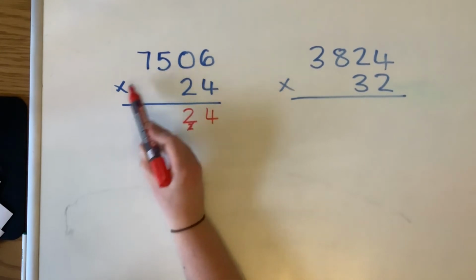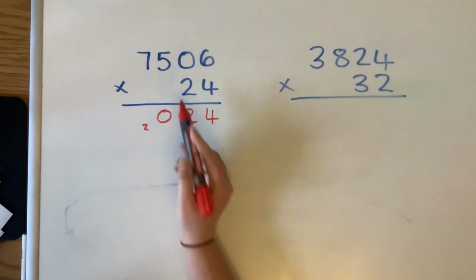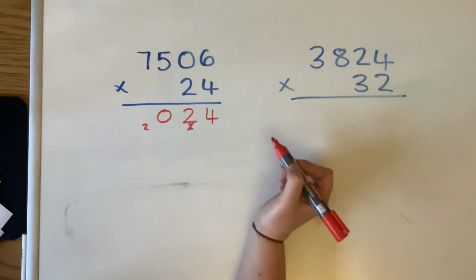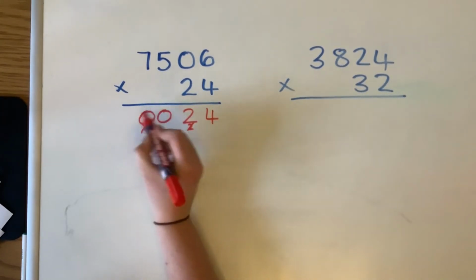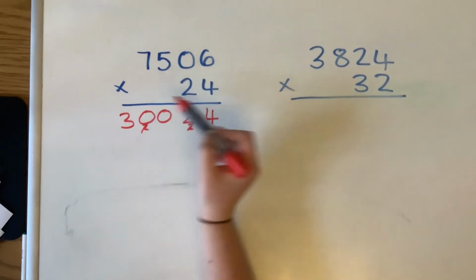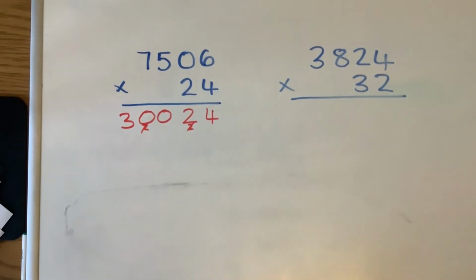Now my hundreds. 5 times 4 is 20. So 20 hundreds. Make sure I regroup there. And then finally my thousands. 7 times 4 is 28. Add on my 2 is 30. So 7,506 multiplied by 4 equals 30,024.